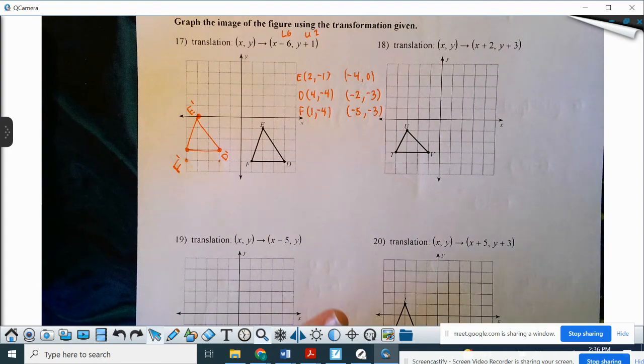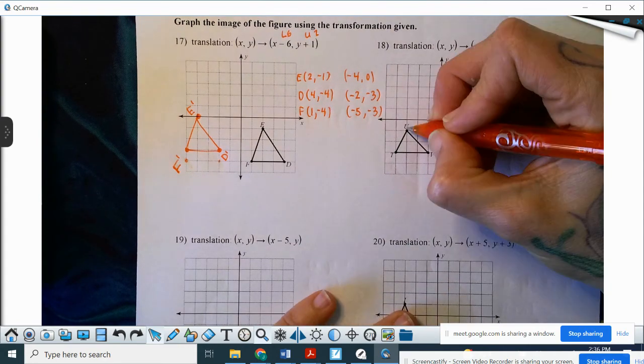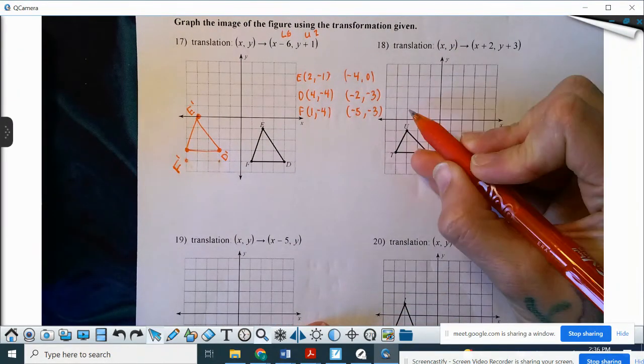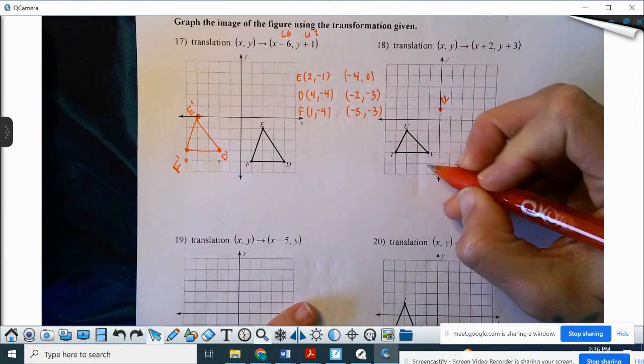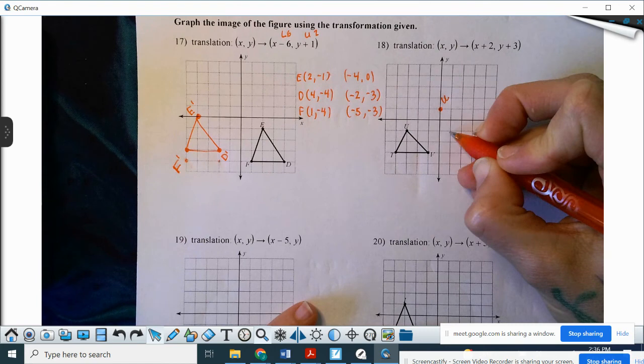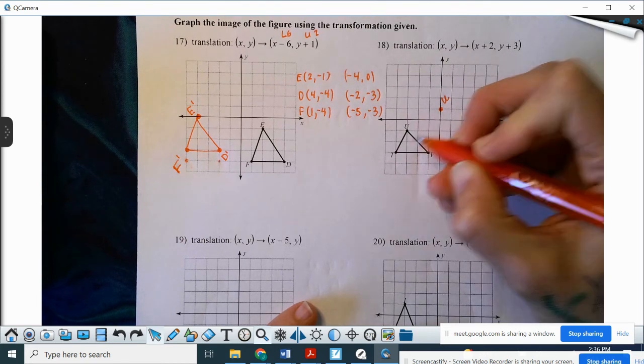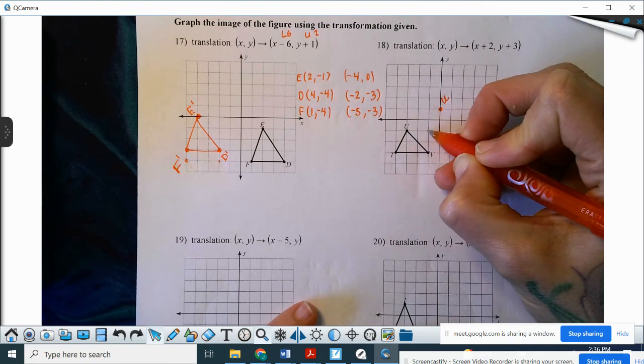So in this case, X went up 2. So that means I know I'm going to go up 2, and then Y went to the right 3, 1, 2, 3. So that's U. V went up 2 to the right 3. That's V. T went up 2 and to the right 3. So that's our new T.